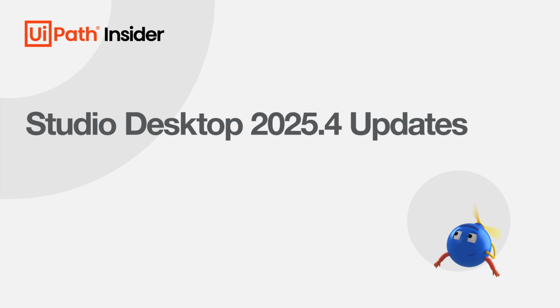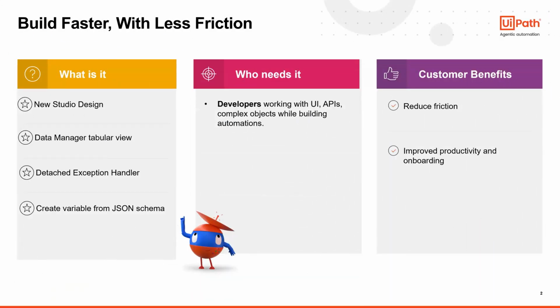This April release is all about making Studio simpler, faster, and more focused. We've made it easier to start building, easier to manage your data, and improved the performance, whether you are working on a quick automation or a large enterprise workflow. We'll see these changes live in just a moment, but first, let's go over them.